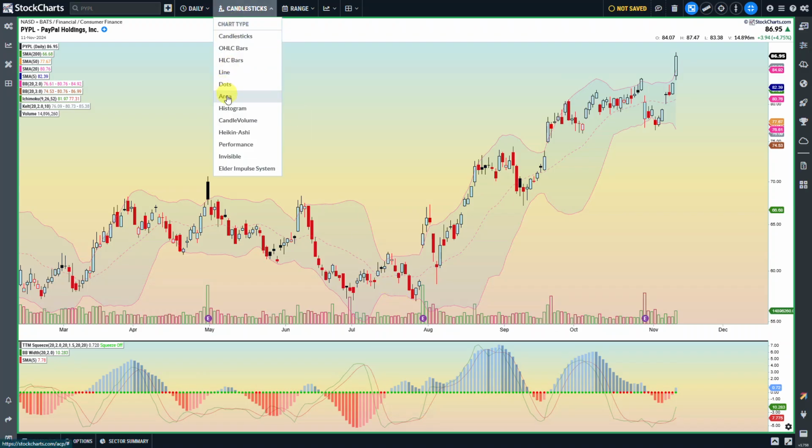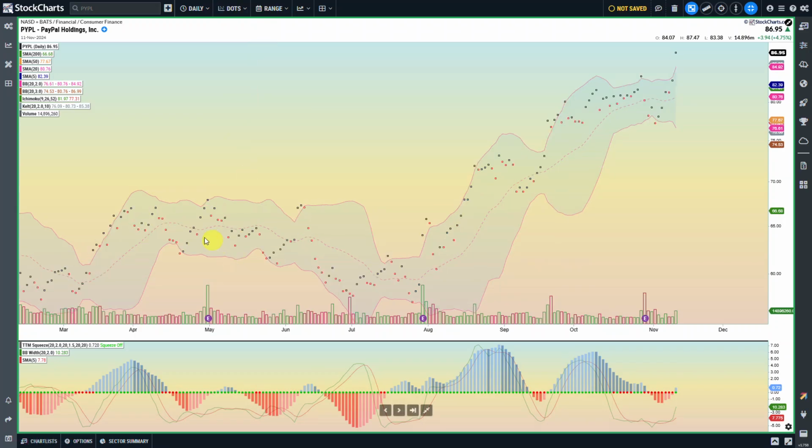Mathematically speaking, 95% of your data points, which are all closing stock prices, are going to be within 2 standard deviations of your mean. So when you have data points outside of the Bollinger Band, just because of the math of it, it's either overbought or oversold, and it's going to move back into the channel.